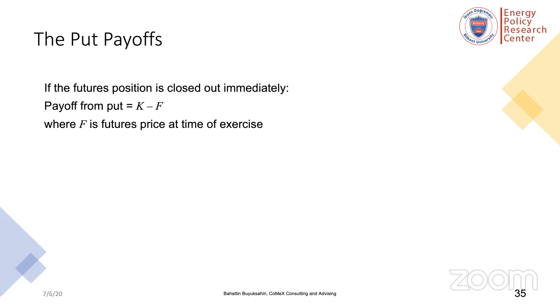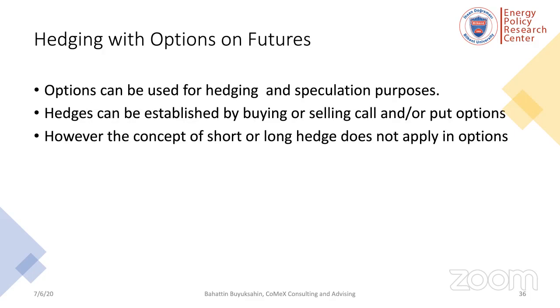So at the end of the game, if you immediately close your position, your payoff from the put is going to be strike price minus future price times the number of barrels, of course. Strike price, you remember, 43, and the future price, which is about 40 or something, then you have $3,000 payoff or the profits. So let's finally talk about how to use options on futures for hedging purposes.